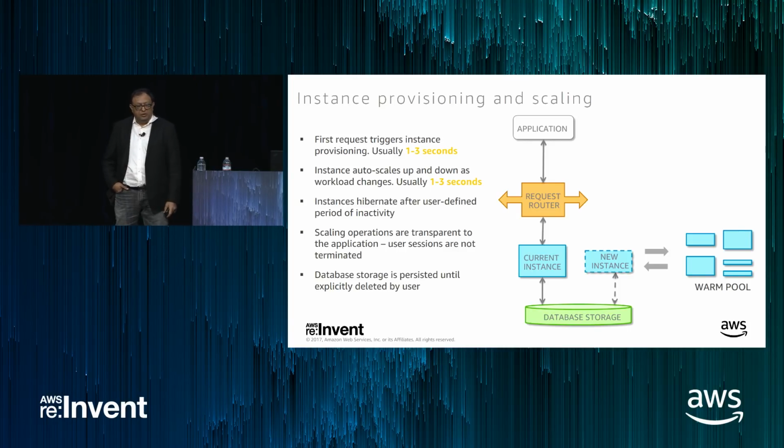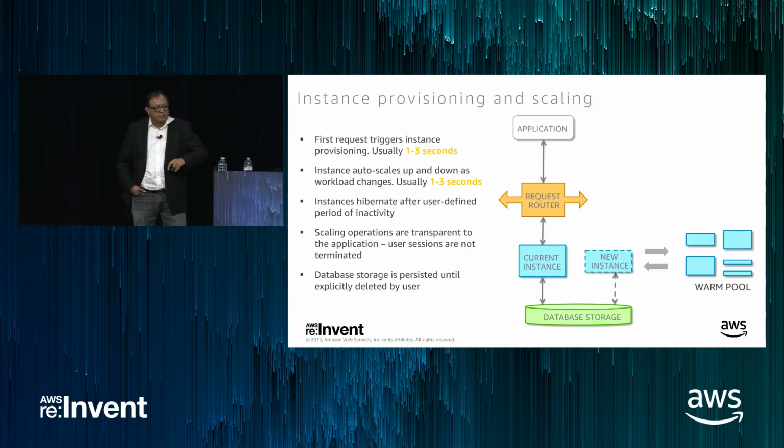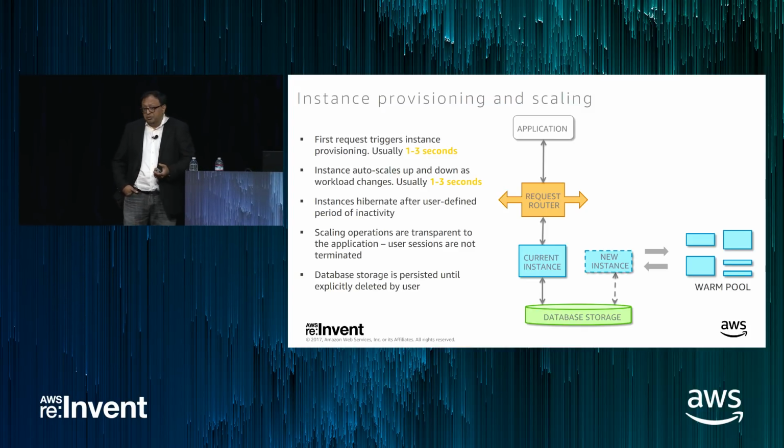Because of the warm pool, that typically takes, I think that slide may be wrong, it's typically around 3 to 5 seconds, which is pretty decent, right? And then it'll scale up and down as your workload changes. Again, that's usually 1 to 3 seconds. And the instances hibernate after a user-defined period of inactivity. And the scaling operations are transparent.